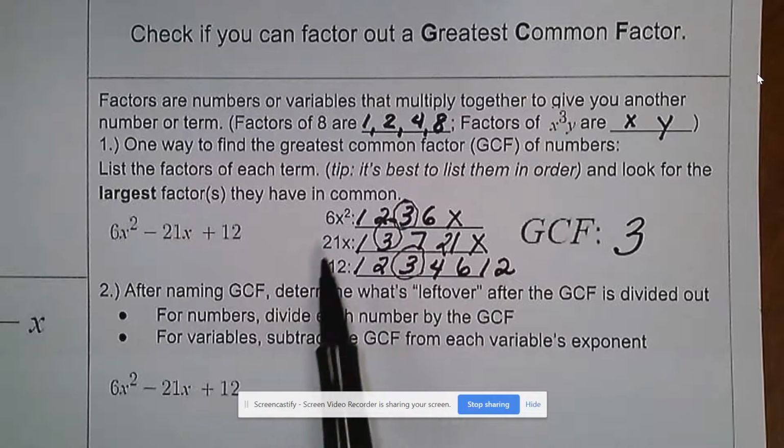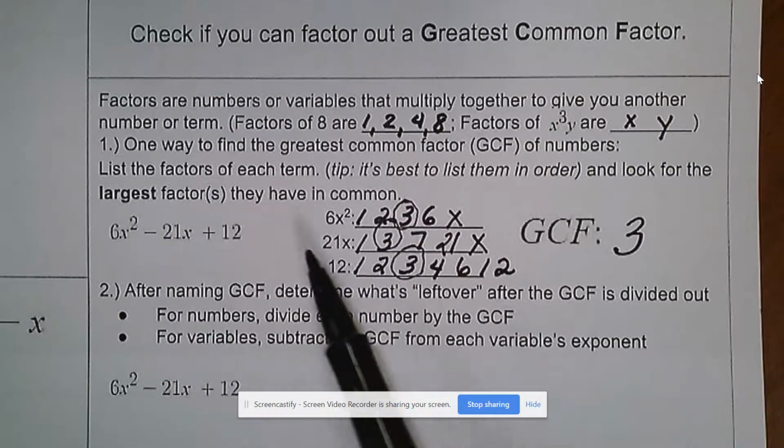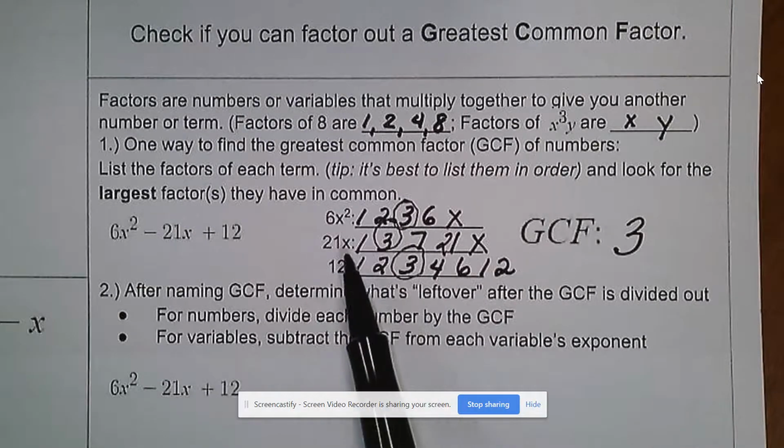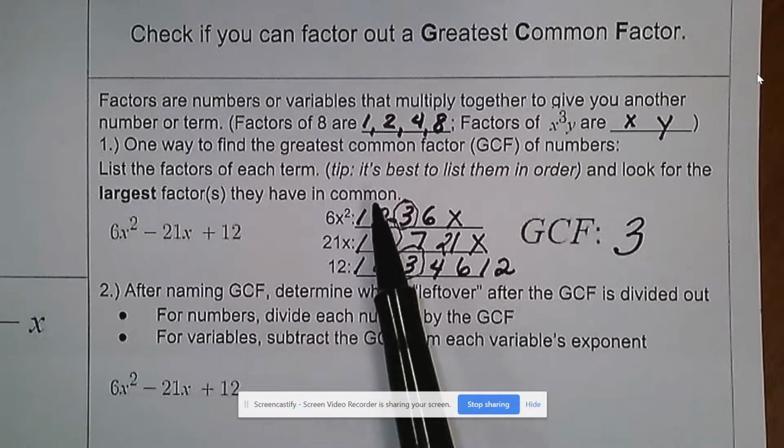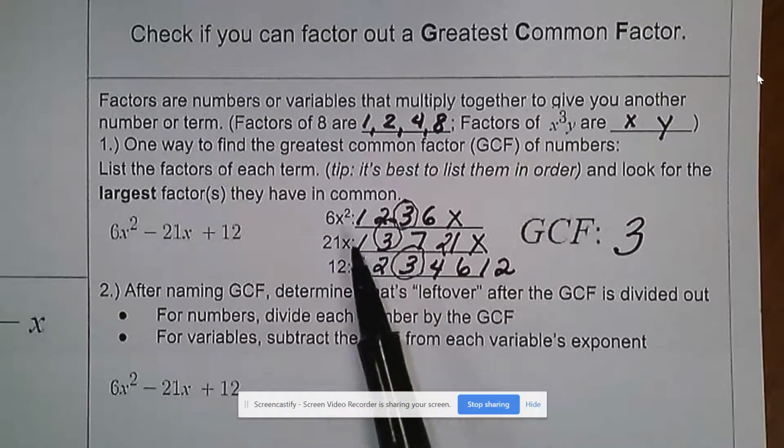Now, if you only had 2 terms, which you will in the examples that are to come, then you only need to look at what they have in common, the 2 things. If you have 3 things, you have to look at what all 3 have in common.